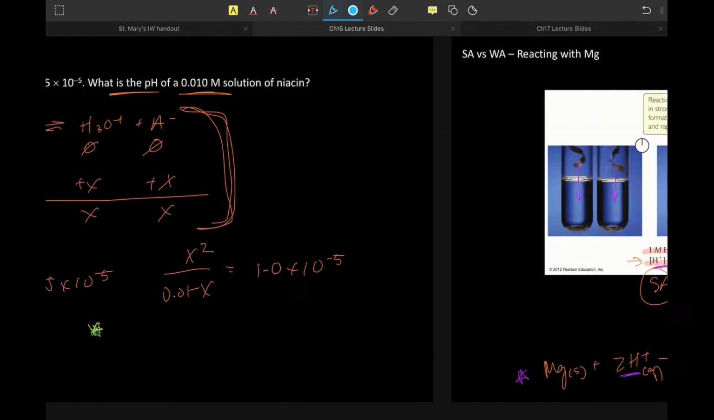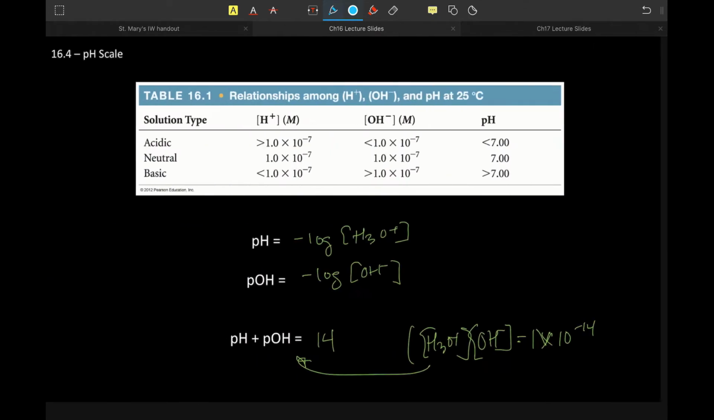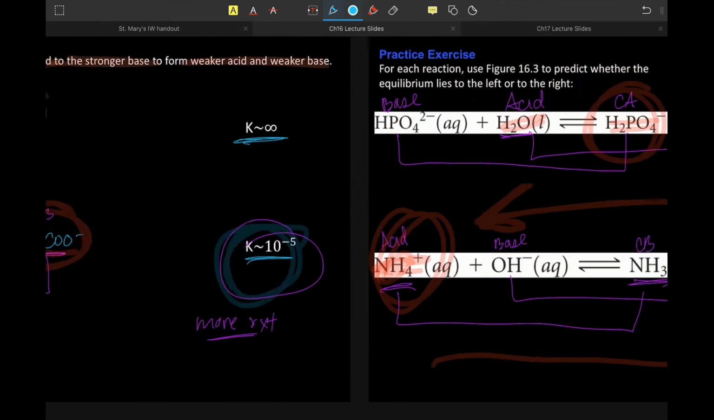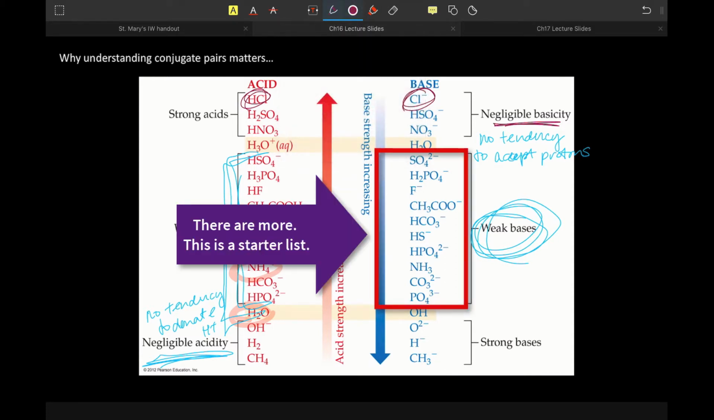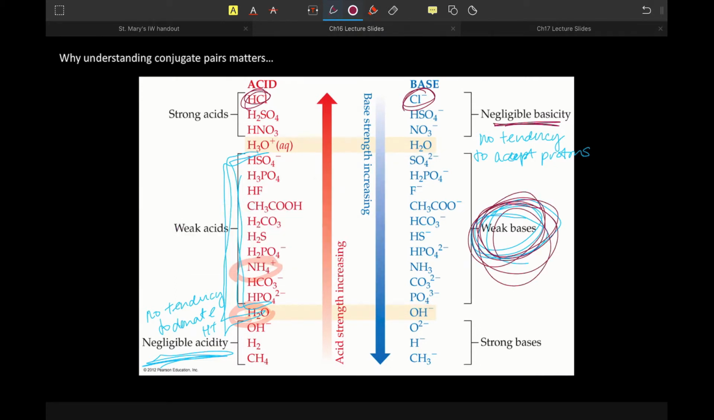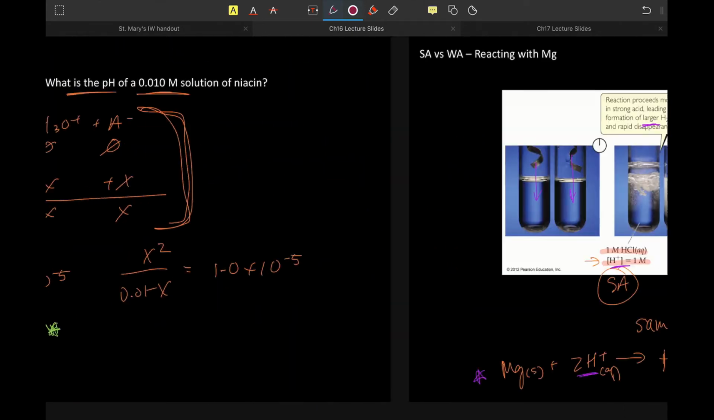Another way to think about weak bases, going back to stuff we've already talked about at the beginning of the unit, is that our weak bases are the conjugates from your weak acids. If we think back to this figure here, we had all of these weak acids. Now, if these are weak acids, their conjugates are all weak bases. Does that make sense? Beyond amines, weak bases are going to be the conjugates of our weak acids. All right, going back to where we were.